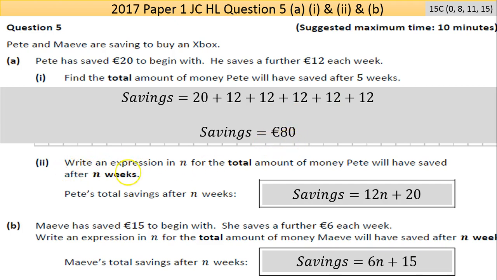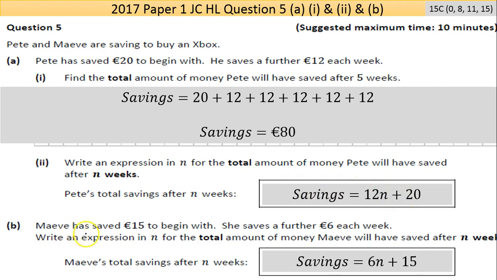Part two then says, write an expression using n instead of x for the total amount of money Pete would have saved after n weeks. So instead of using x, we're using n. And this is basically the formula I had a second ago. y is equal to mx plus c, but the y is the savings. The n is the x, the number of weeks. It's going up by 12, so the slope is 12. And the starting point c, the y-intercept, is 20. Hopefully that makes sense there.